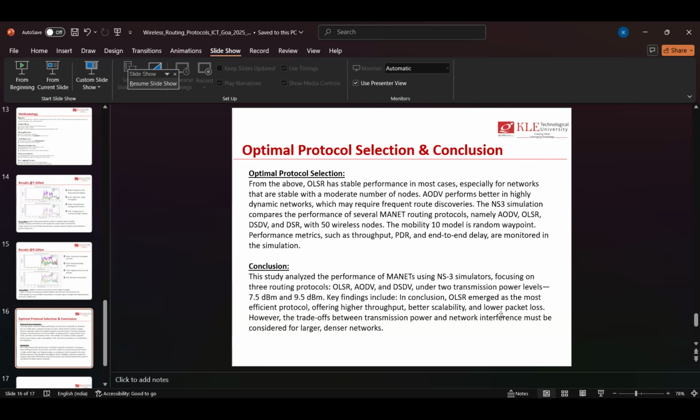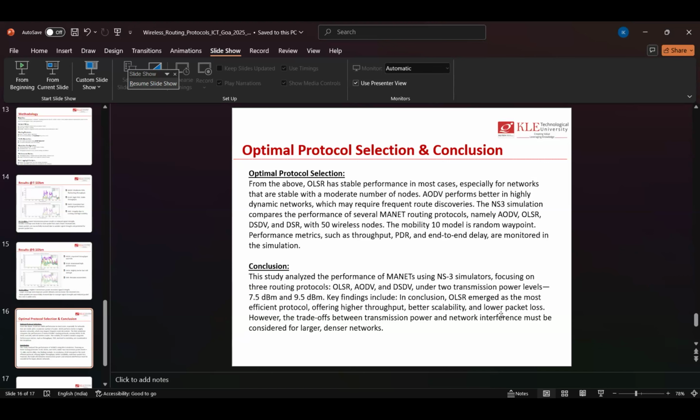For the conclusion of the project, from our results, OLSR was the most consistent and effective protocol overall. AODV showed improvement at higher power, making it suitable for dynamic networks. DSDV was average but stable. DSR did not perform well under different mobility. So protocol choice should depend upon the power and mobility of the network.